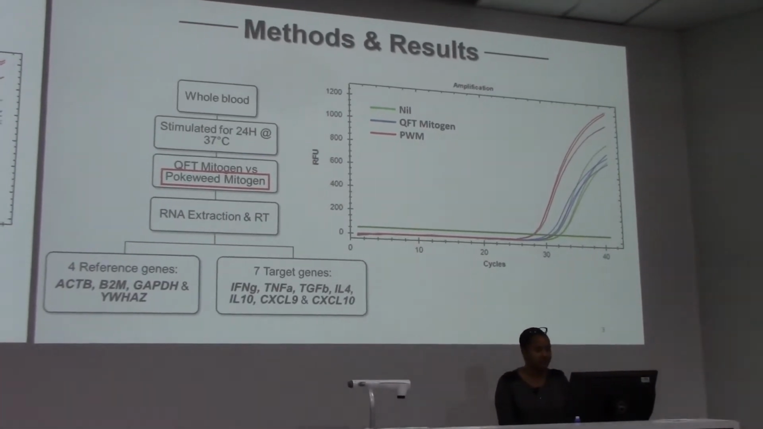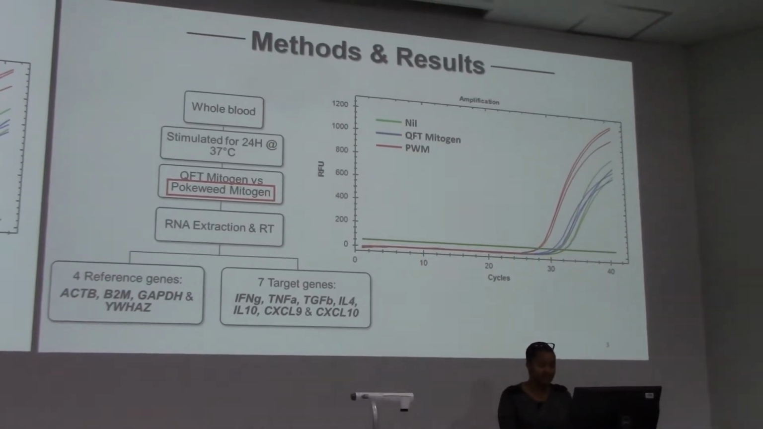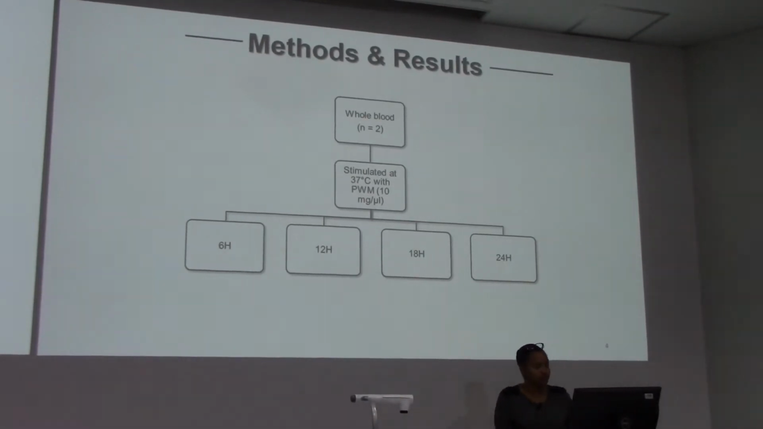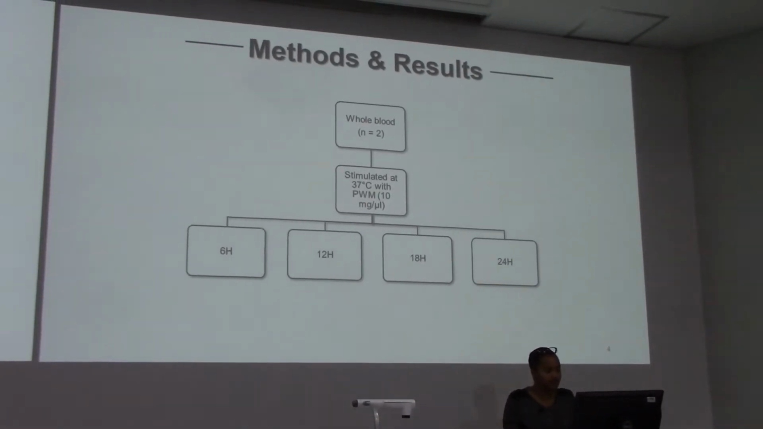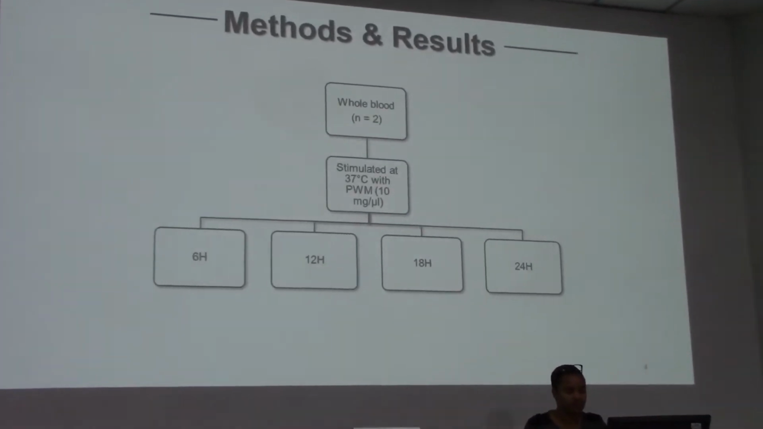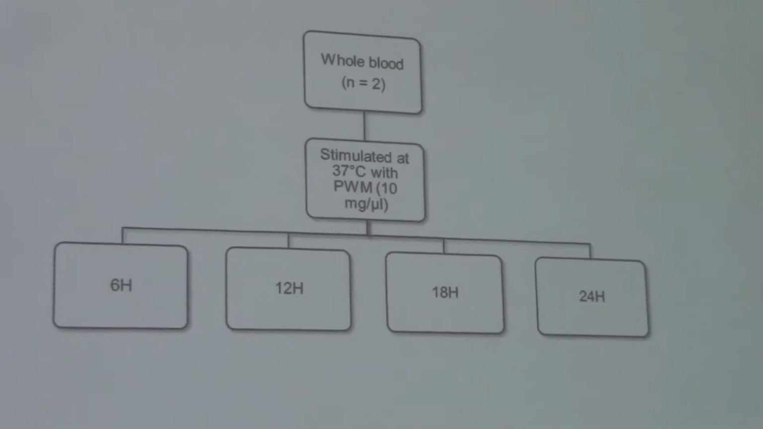However, we saw that there was not a very big difference between stimulated and unstimulated samples, and thus we went on and we took 2 elephants which were opportunistically sampled and stimulated these with pokeweed mitogen at different time points in order to see what the optimal time point would be to characterize gene expression in these elephants.